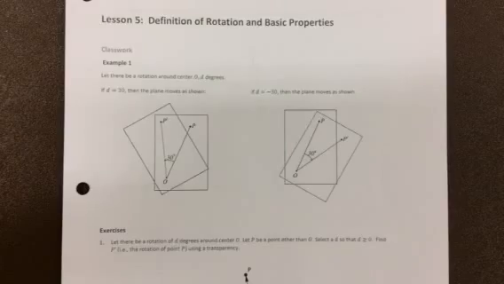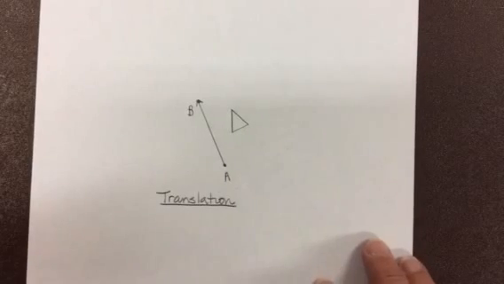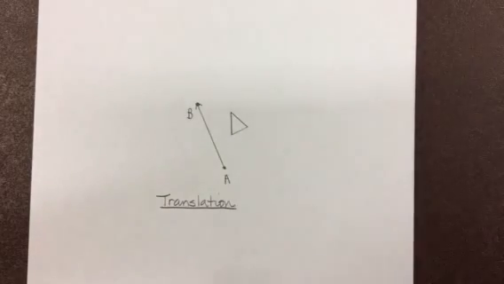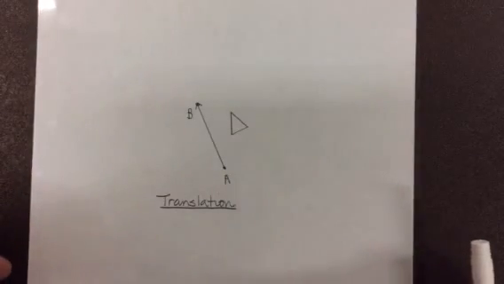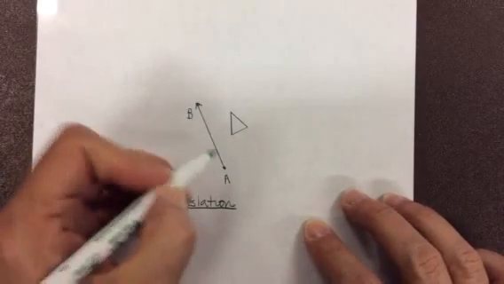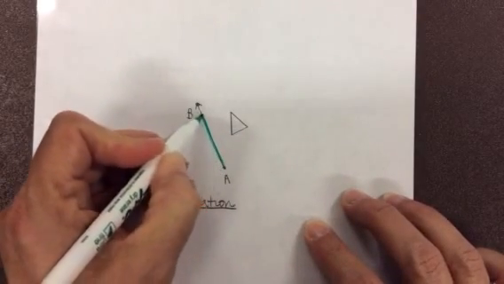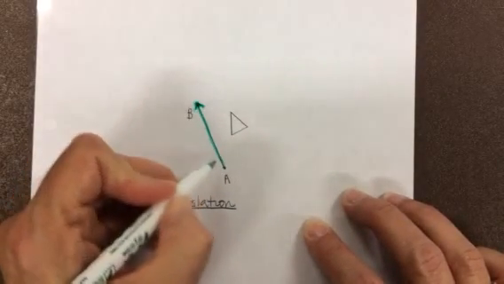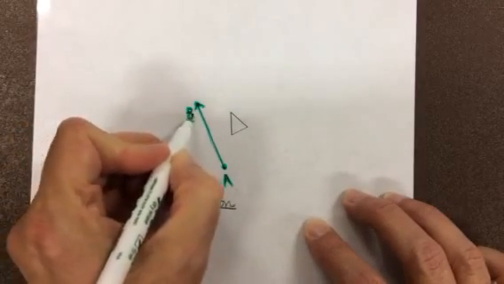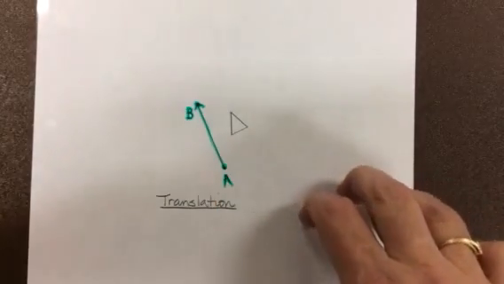The first two were, let's look here, the first one we looked at was translation. And remember, for translation, we needed a translation vector, and it told us two things. It told us where to slide the figure to. It told us how far. So the length of my vector tells me how far. So I'm going to translate this triangle along vector AB.